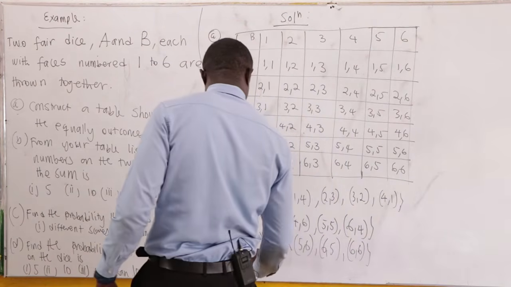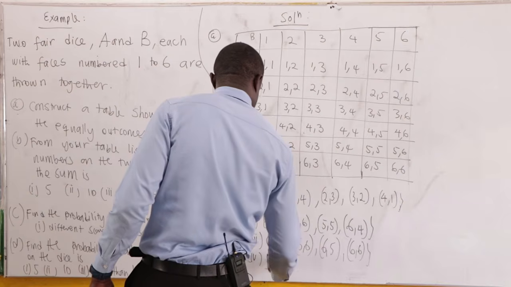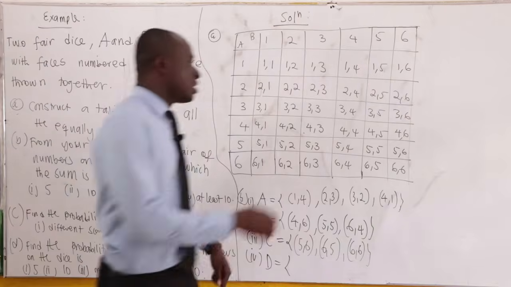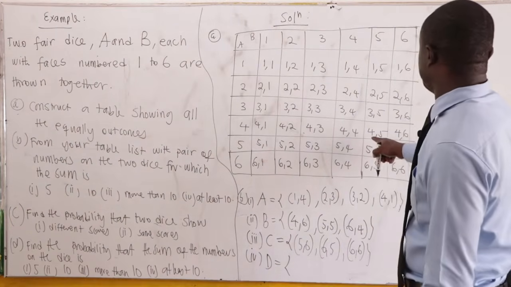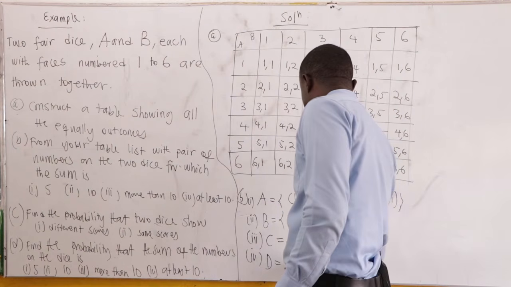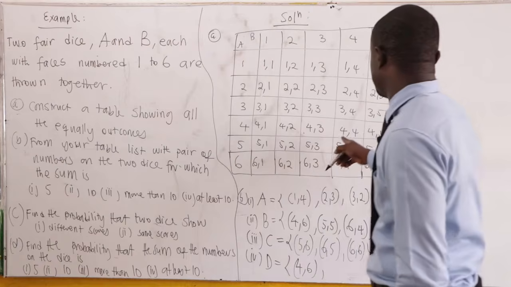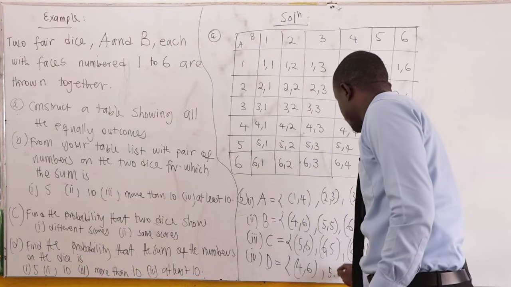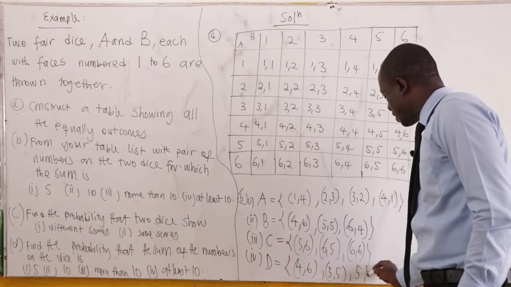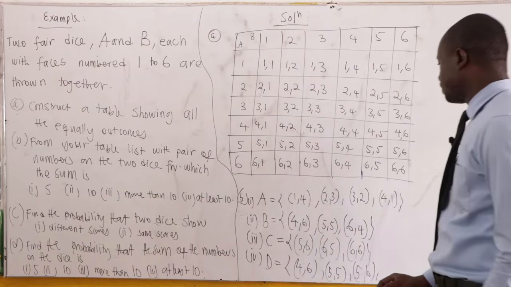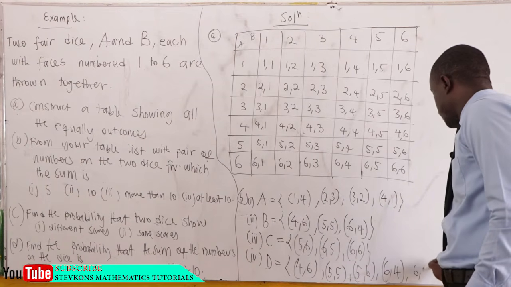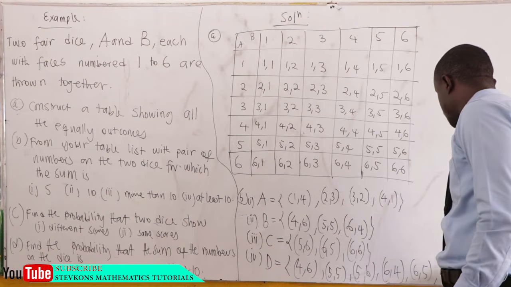Now the fourth one says at least 10. Let's say D is that particular event. At least 10 means 10 and above. So we can start from 4, 6, which will give us 10. And then here you can have 5, 5. The next one, 5, 6. Then 6, 4; 6, 5; and 6, 6.